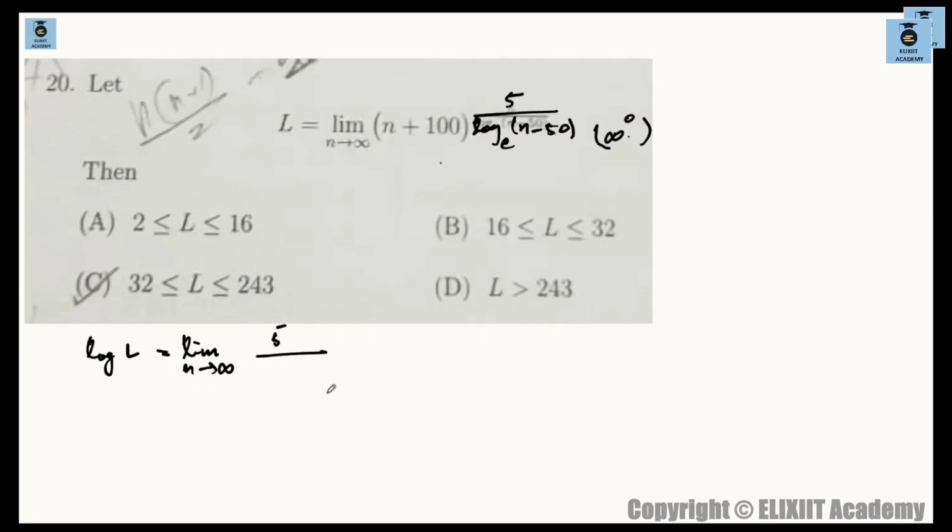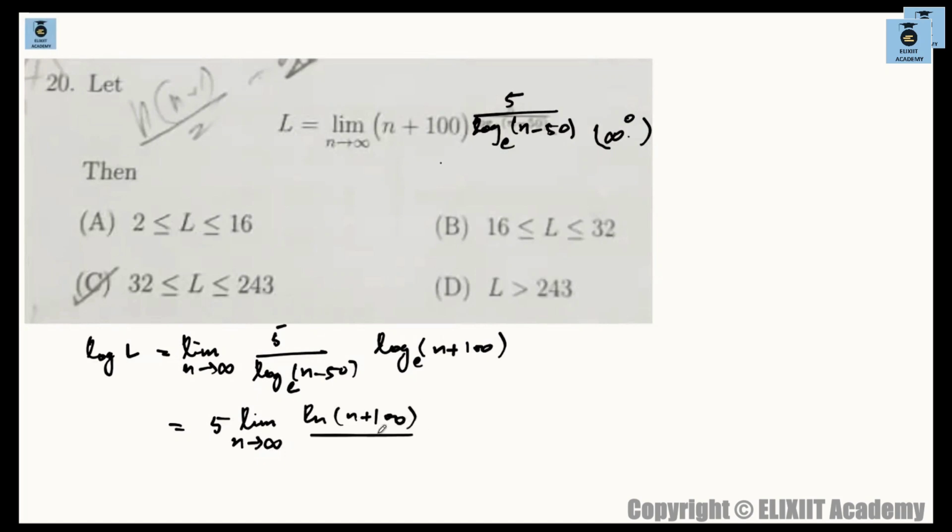This will come down. The power will come down. So 5 upon log of n minus 50 base c, and this is log of n plus 100. Both are natural logs. Okay. So 5 is just a constant, so you can take this out. So we are having limit n tends to infinity of log of ln n plus 100 upon ln n minus 50.